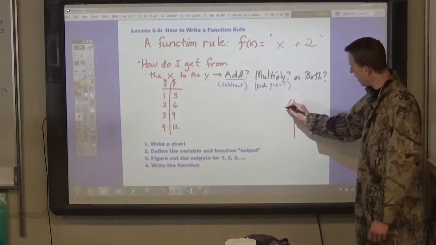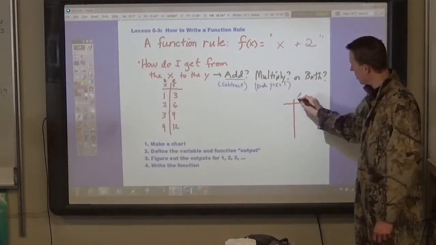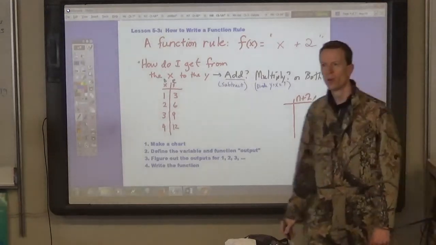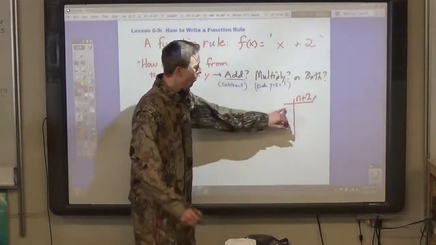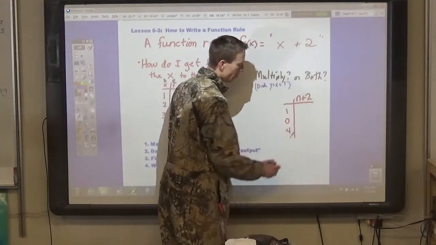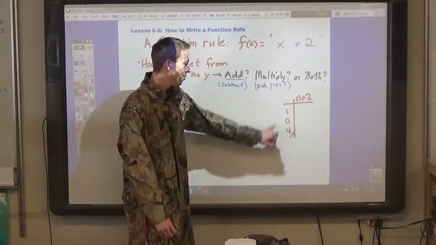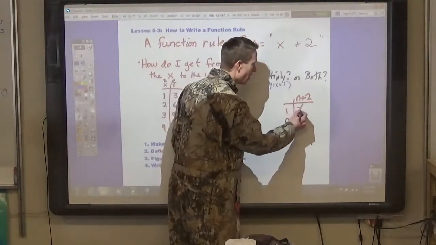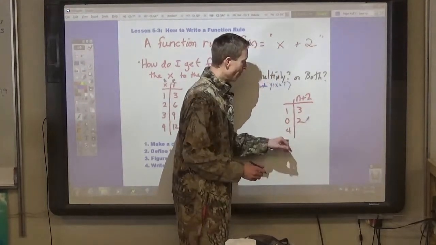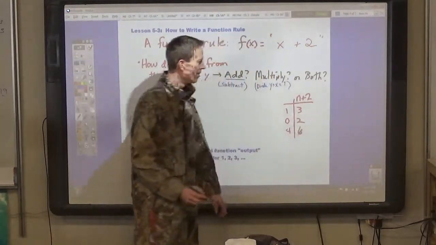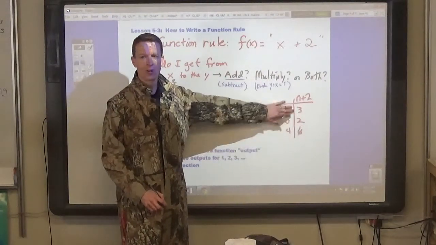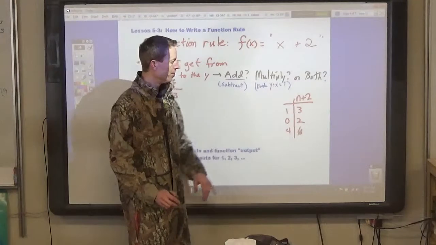Function rules in 2nd grade were just like n plus 2, follow the rule, right? Where n was 1, 0, and 4. Then you'd see, oh, 1 plus 2 is 3. 0 plus 2 is 2. 4 plus 2 is 6. So it can be very simple like this. Don't psych yourselves out when we're talking about this.